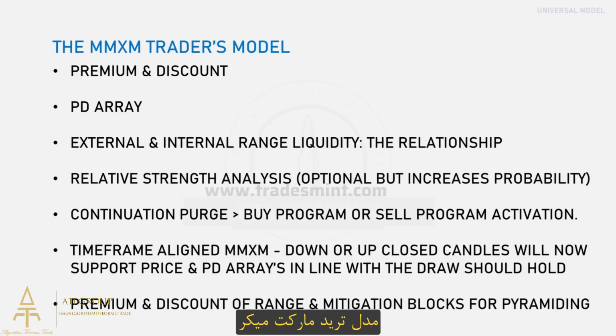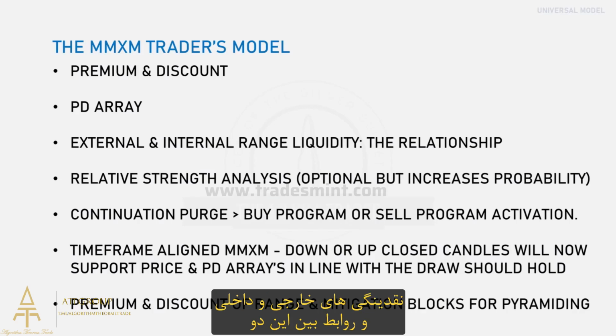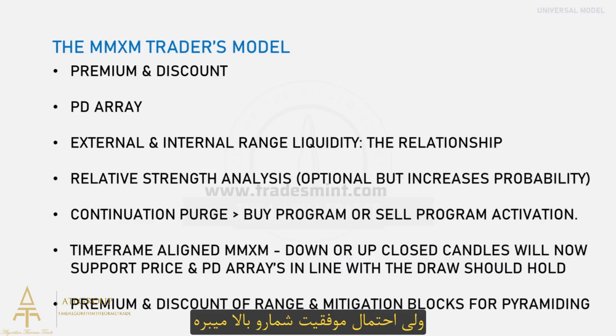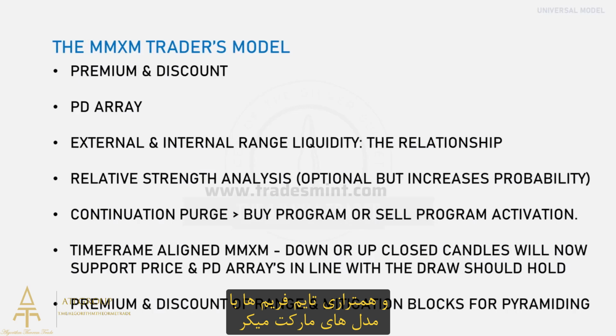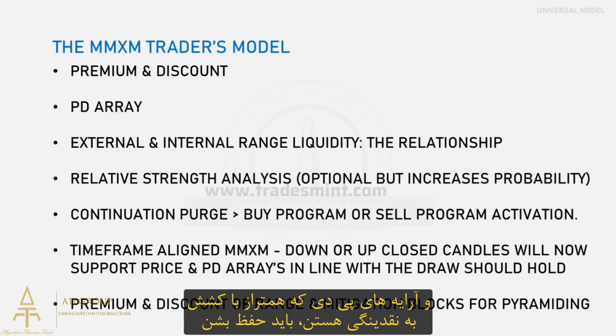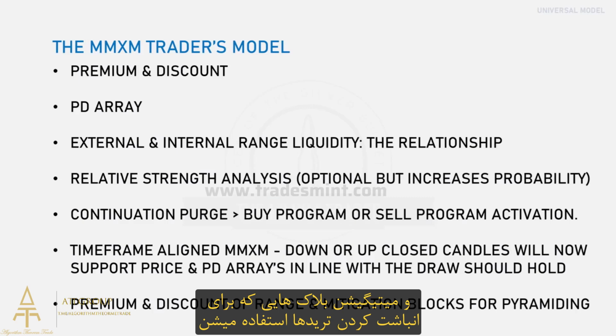The MMXM Traders model. So we're gonna go over a few points on this. We've got that premium and discount levels, right? The PD arrays, external and internal range liquidity, and the relationship between them. Then relative strength analysis. This is optional, but it will increase your probabilities. Then continuation purge, so a buy program or a sell program activation. Then time frame alignment with the market maker models, right? Down or up close candles will now support price, and PD arrays in line with the draw should hold. And then eventually premium and discount of the range, and mitigation blocks for pyramiding your trades.